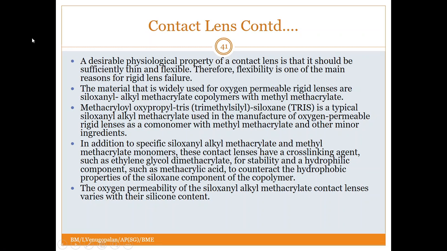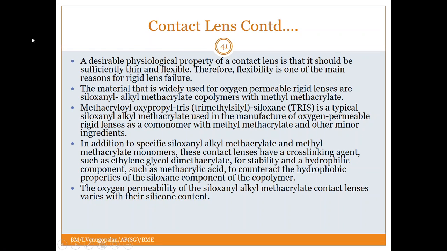So a contact lens has to be sufficiently thin and flexible as well, because you want it to amalgamate with the eye. You don't want your eye to be traumatized with something that is very, very rigid. So, therefore, flexibility is one of the main issues why rigid contact lenses fail, because if it is sufficiently thin and it has to be flexible, then sometimes the rigidity results in breaking of the lens, and therefore that's one of the reasons for failure.